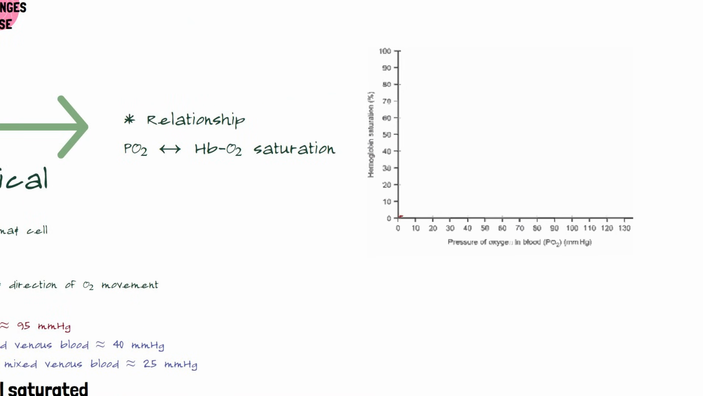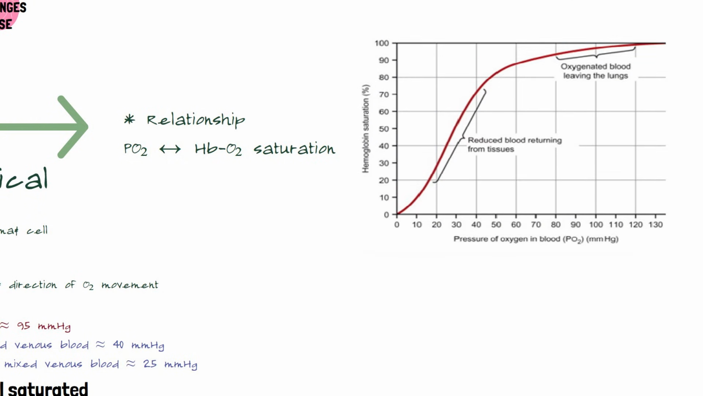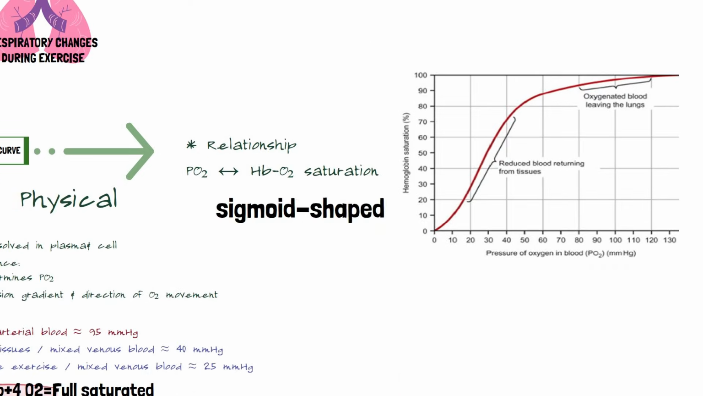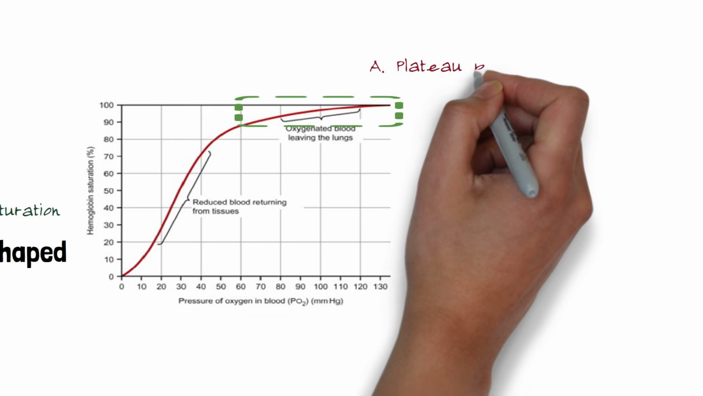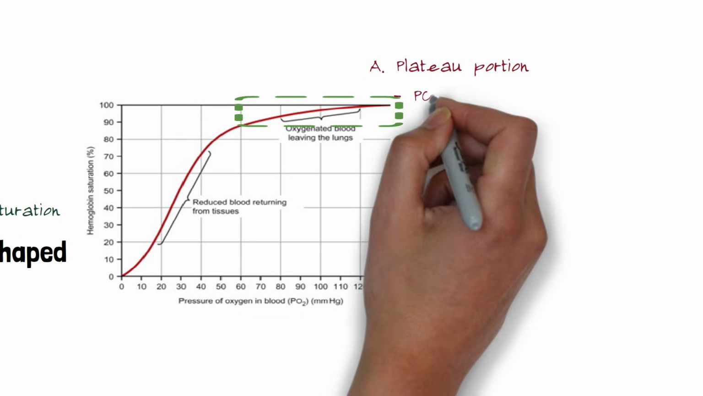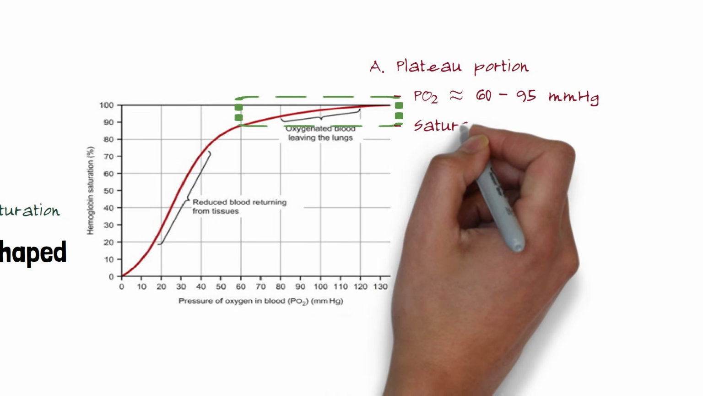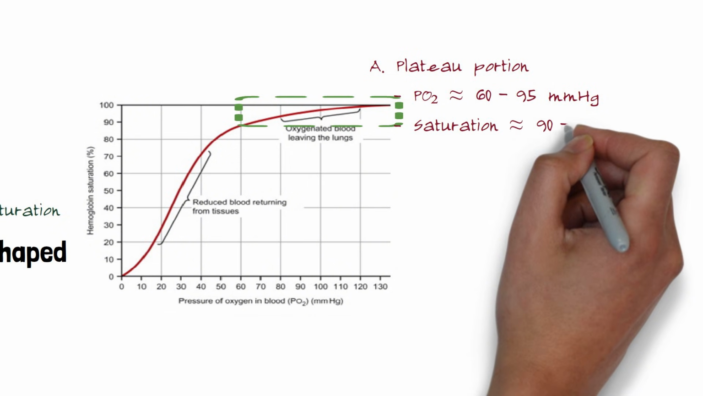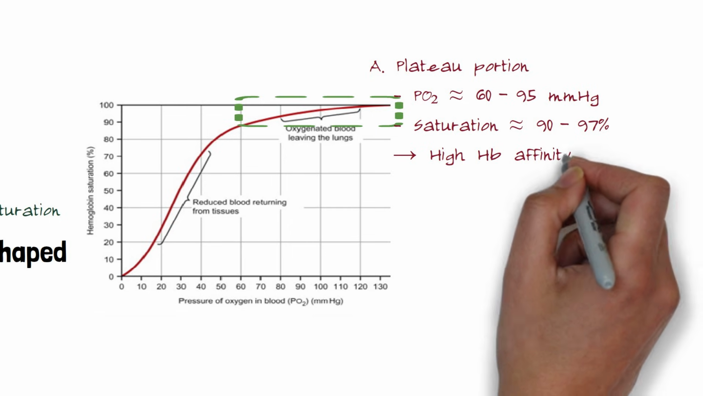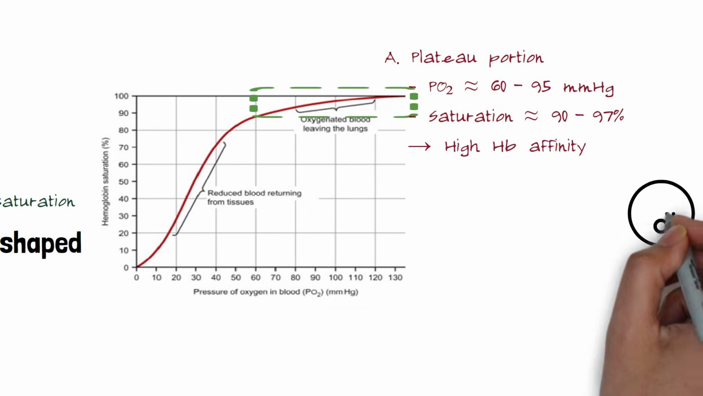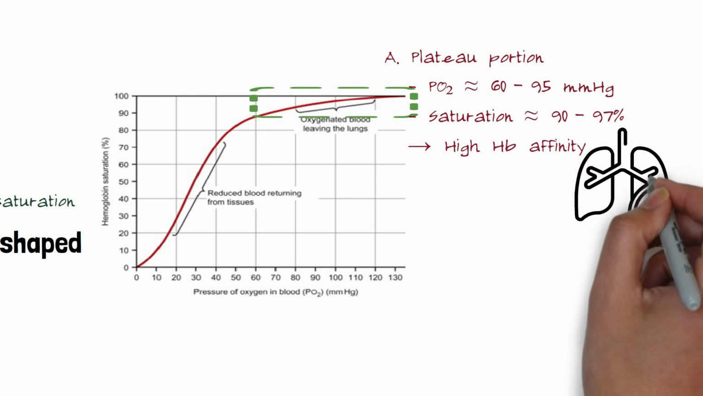It is sigmoidal, S-shaped, so it is formed of two parts. First, the plateau part, and here the tension changes from 95 to 60, while the saturation changes from 97% to 90%. Please remember the numbers, they are very important. So while the tension falls a lot, the saturation changes only a little. That's to say the affinity of hemoglobin here is high and the hemoglobin is unloading.